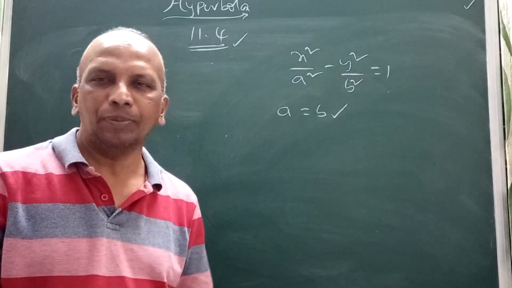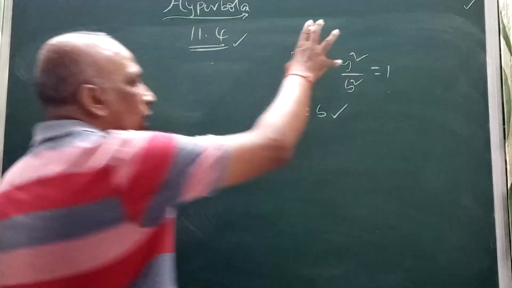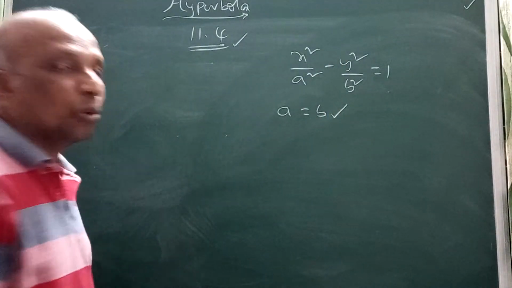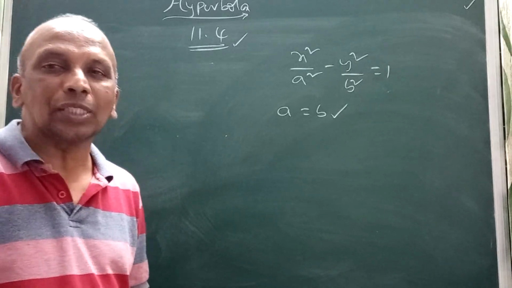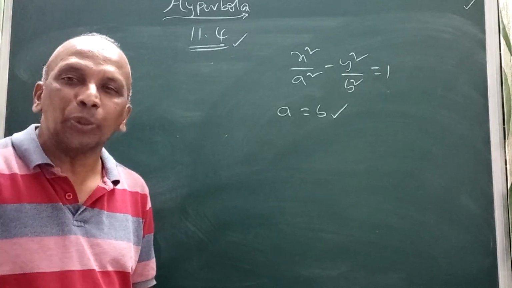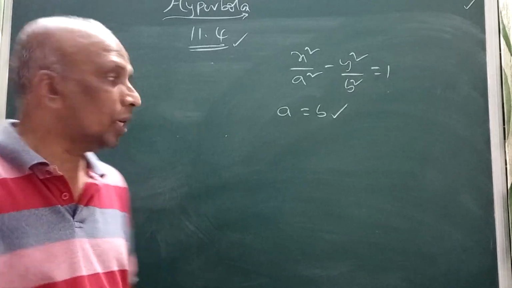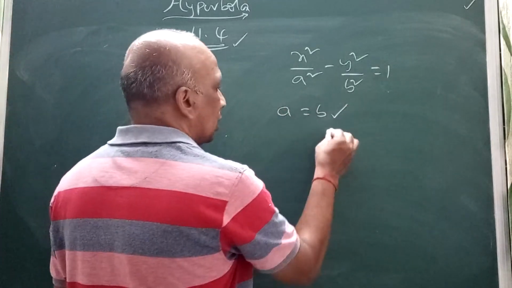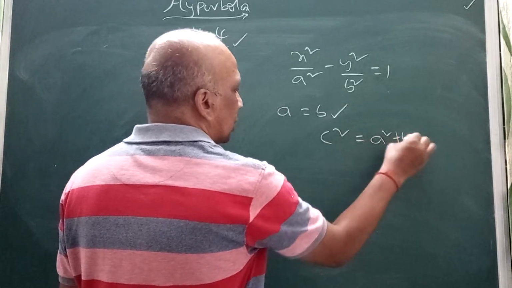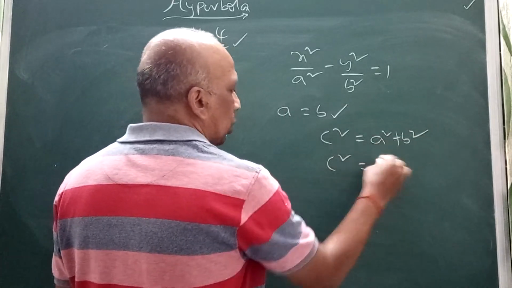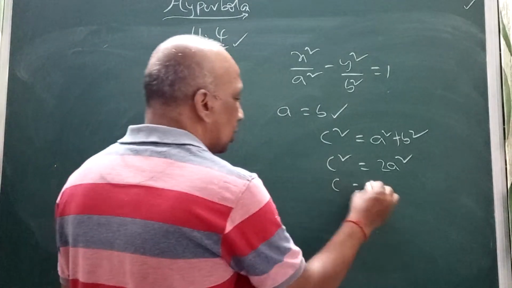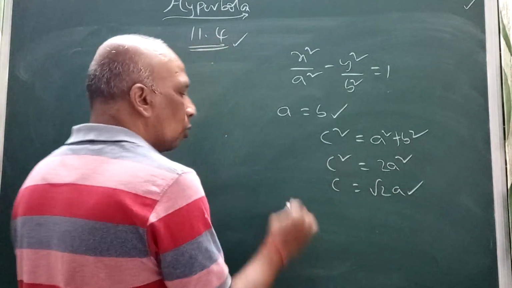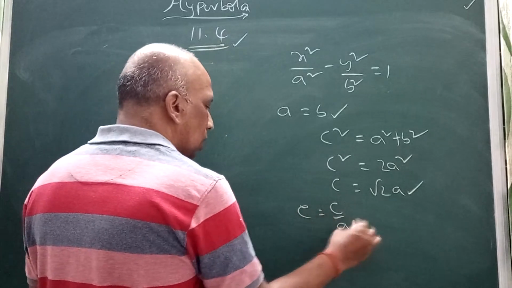In this case, always remember, we know the relation c square equal to a square plus b square. Since a equals b, you get c square equal to 2a square. So c is equal to root 2 into a. What is the eccentricity? e equal to c by a.